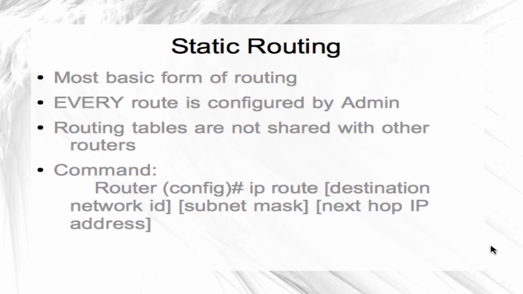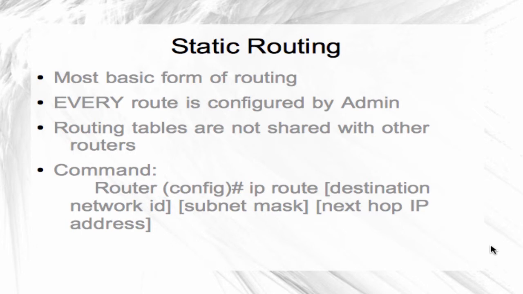It's the most basic form of routing, and in that, every single route needs to be configured by the admin of the network. Basically that means that routing tables are not shared with the other routers automatically. So each router needs to know the path to every single other router it needs to communicate with.